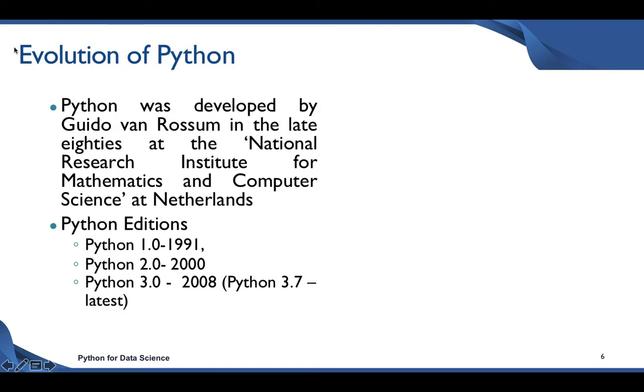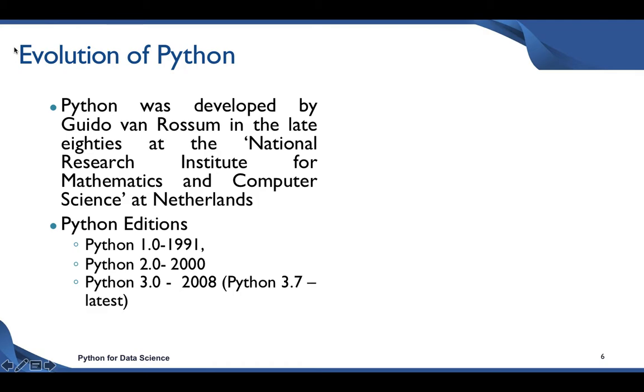Then we study the evolution of Python. Python was developed by Guido van Rossum in the late 80s at the National Research Institute for Mathematics and Computer Science in the Netherlands. So far, many editions have evolved. For Python, the current version is 3.8 and the stable version is 3.7, right? And the oldest version is 2.7, right?